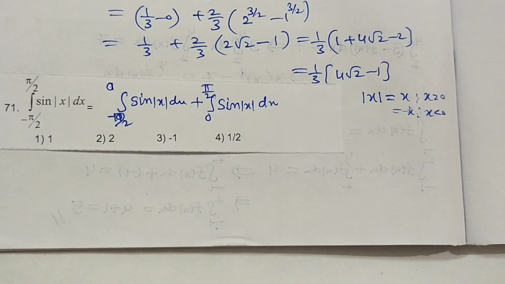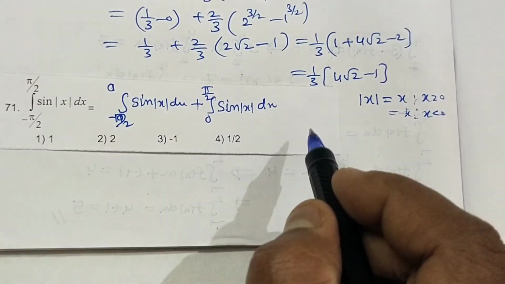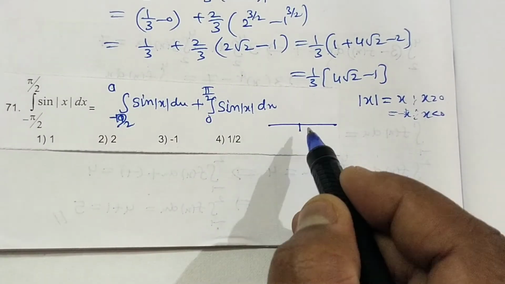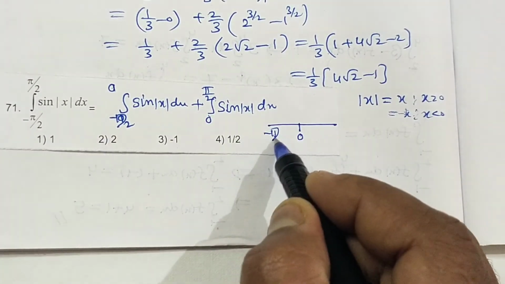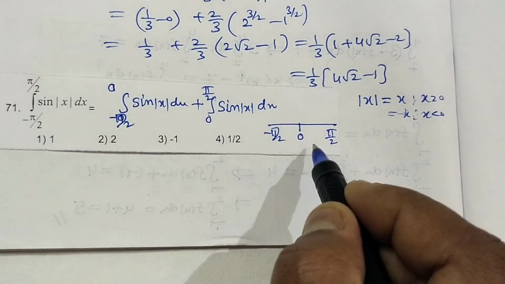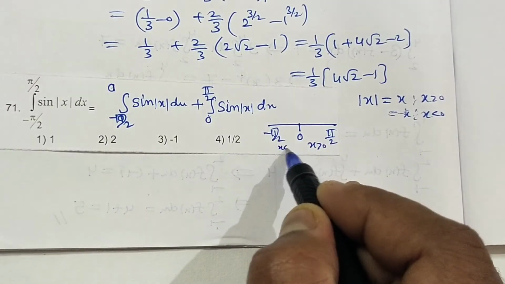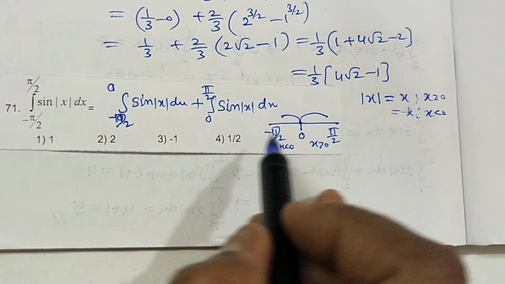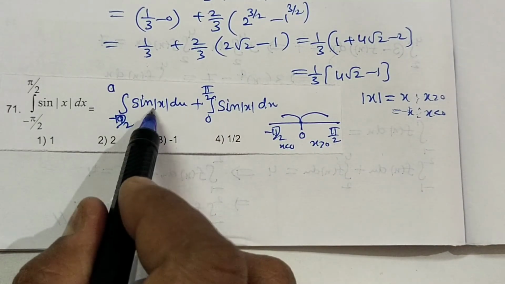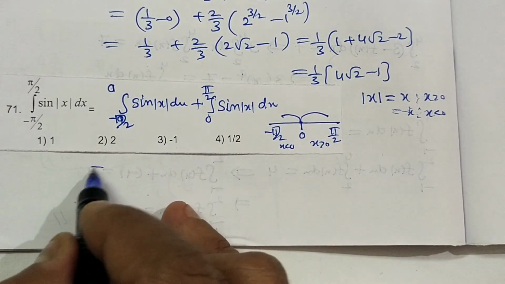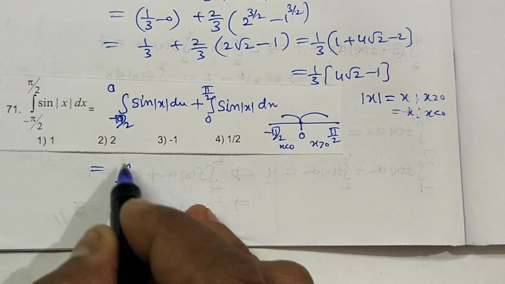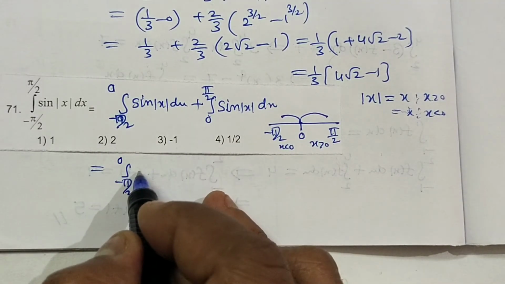After that, the interval will come like this: minus pi by 2, 0, plus pi by 2. This is x greater than 0, this is x less than 0. So for minus pi by 2 to 0, mod x value is minus x. So for minus pi by 2 to 0, sin of mod x is minus sin x.